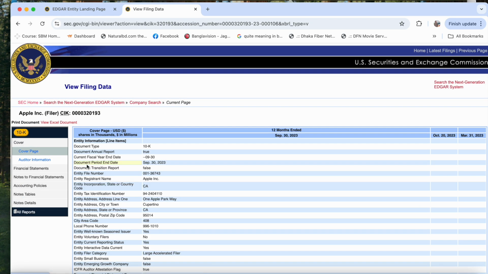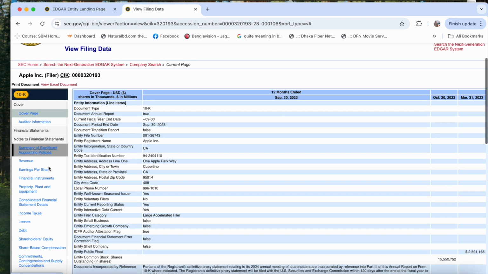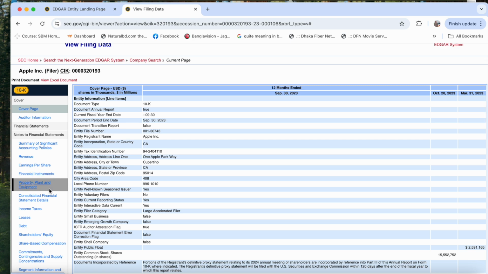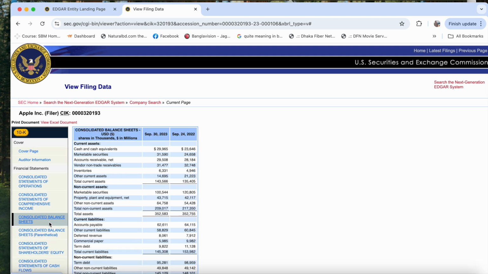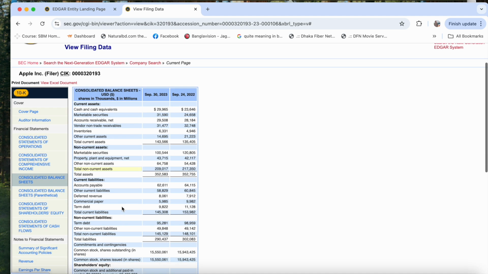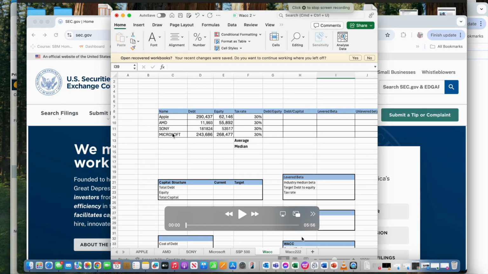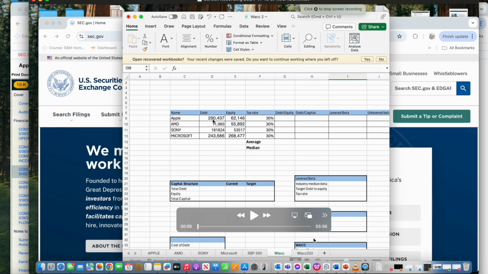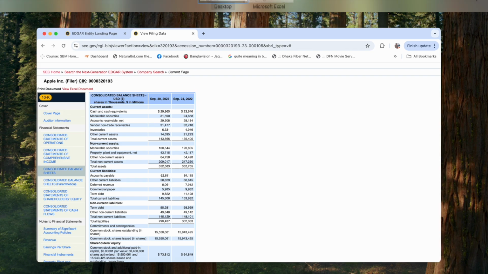So press interactive data, and then simply go to the financial statement, the balance sheet, and then the consolidated balance sheet. So here you can see 290 here, the liabilities, so 290 here. So I actually got this data from the individual company's balance sheet from that website, and just put it on my Excel sheet to do my analysis.